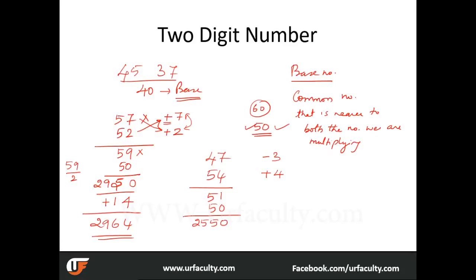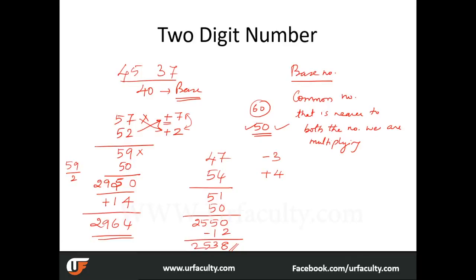The next step is to multiply 4 into 3 and you get minus 12. And what is the answer? You need to subtract this 12. This is 2, 5, 5, 0 minus 12, which is 2538. Isn't it easy? I hope you understood this.